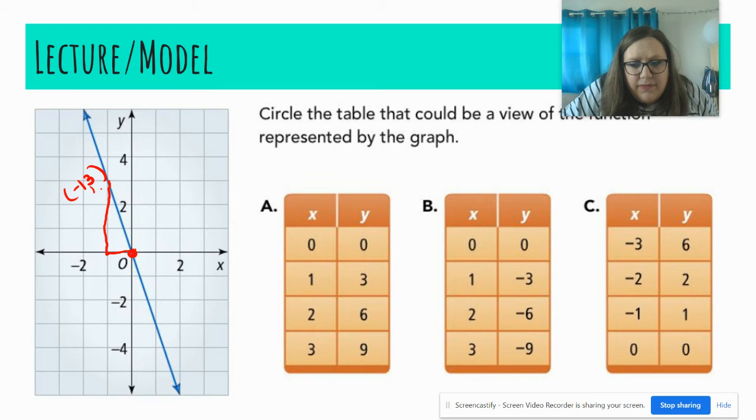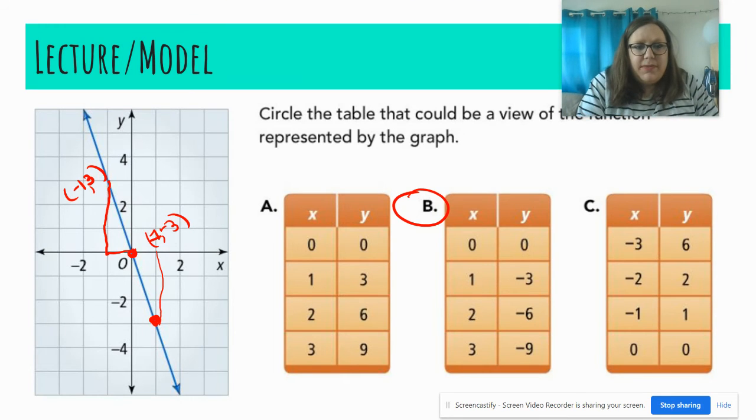So let's see if, none of those have that. Strange. I have 1, -3. And I only see one table that has that, so it's going to be option B. And then let's check. We have 2, -6. You can't really see that because it's not that far down yet. Again, option B is the only one that has the point 1, -3. So it's going to be option B is the table that matches that graph.